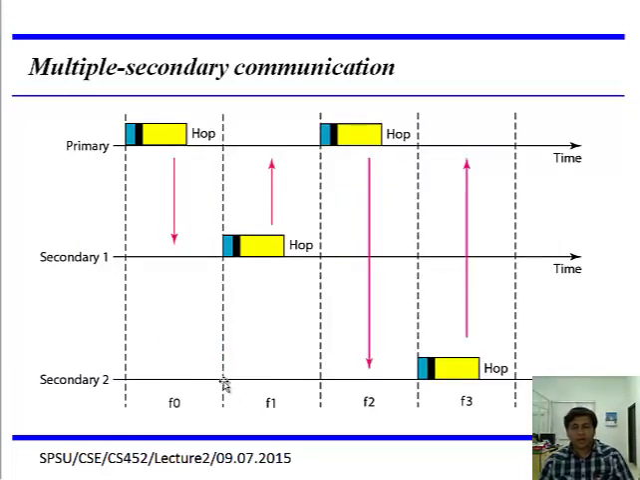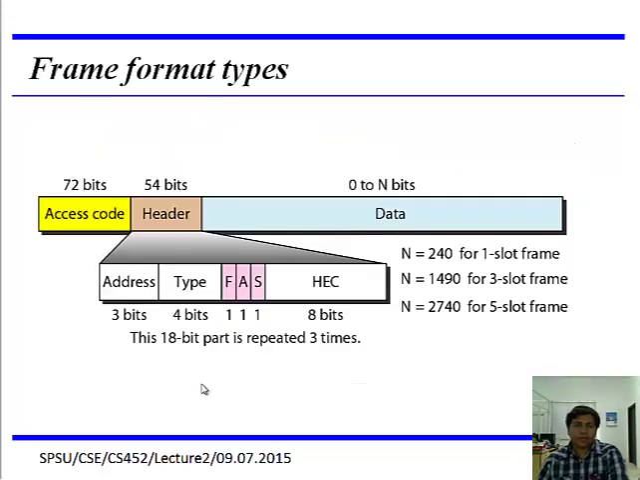This is a picture, but we have already discussed it. Now coming to the frame format of Bluetooth. This is the frame format. It has the frame header, which contains a 54 bit field, which is a repeated 18 bit pattern. So the header has address, type, FAS, then HEC, and after that there is the data.